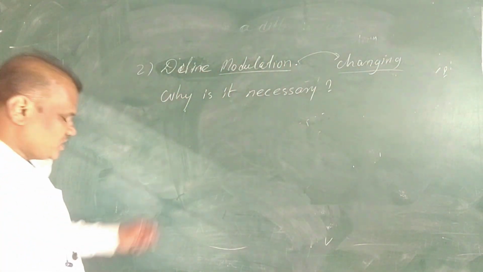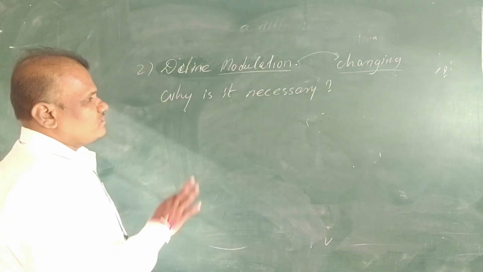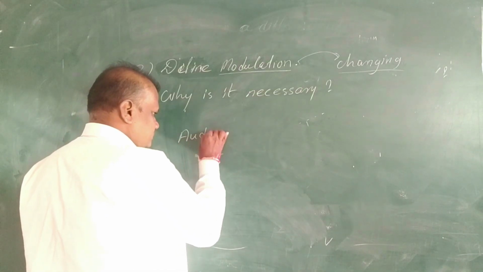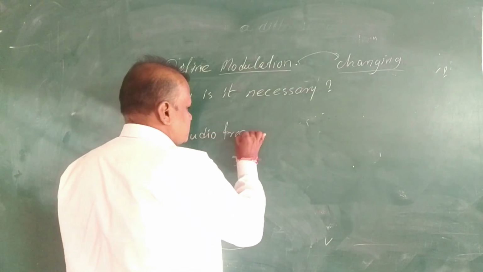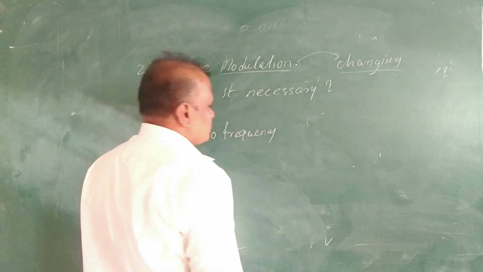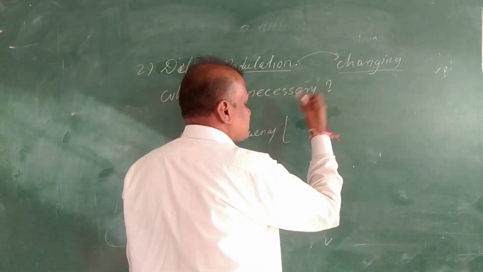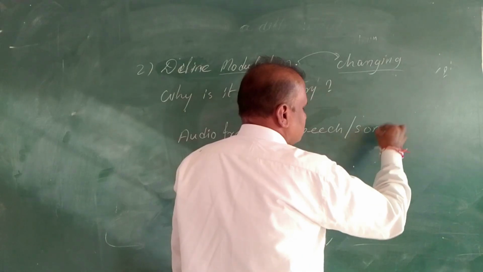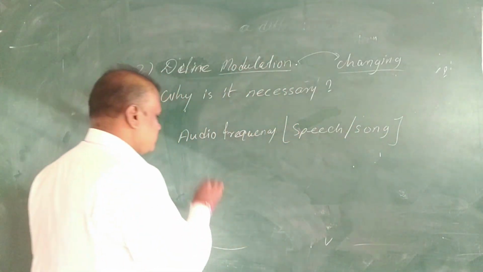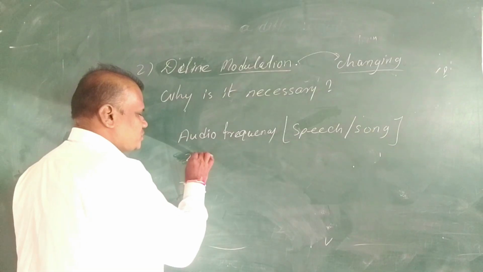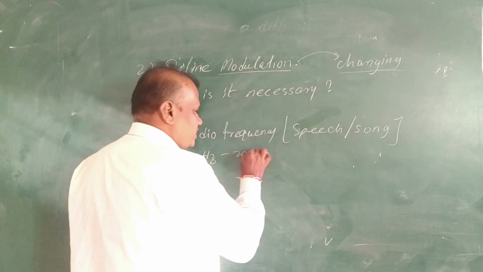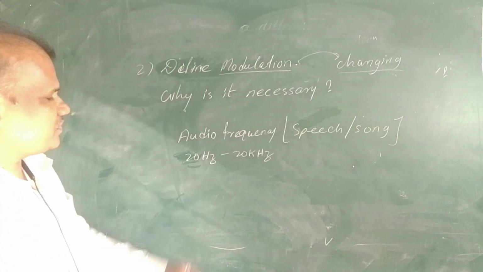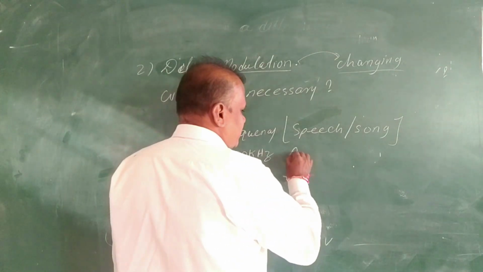Before going to this question, two types of signals are most commonly used in modulation. One is called the audio frequency signal. Examples of audio frequency signals are speech or a song. This is an audio signal whose frequency will be in the range of 20 Hz to 20 kHz. This is the frequency range of audio frequency, also called an AF signal.